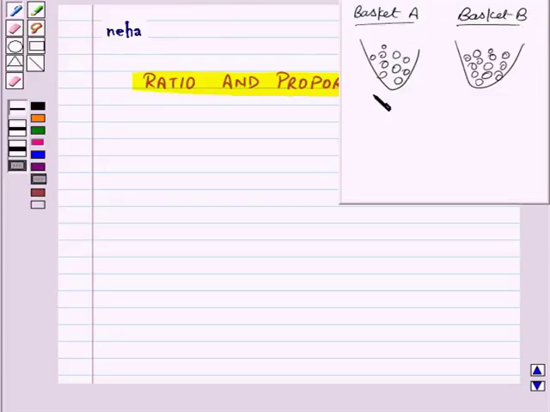The weight of basket A is 17 kgs and the weight of basket B is 22 kgs. Now we want to know which basket is heavier. So for that we will subtract the weight of basket A from basket B. That means this will be equal to 22 minus 17 kgs. That is equal to 5 kgs.